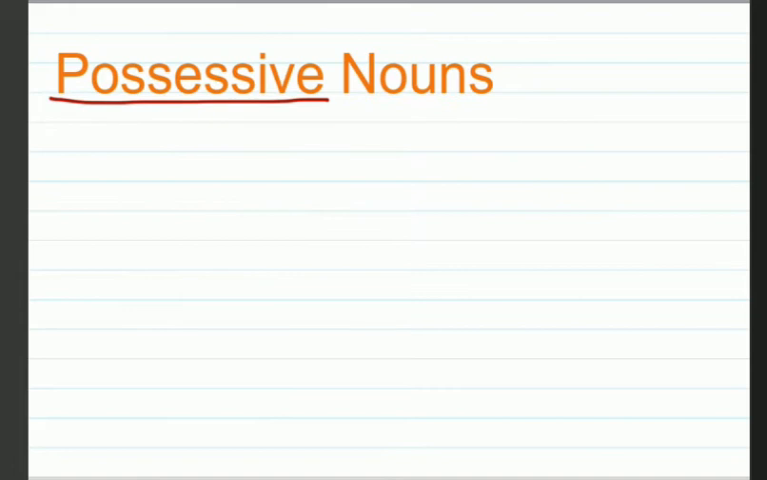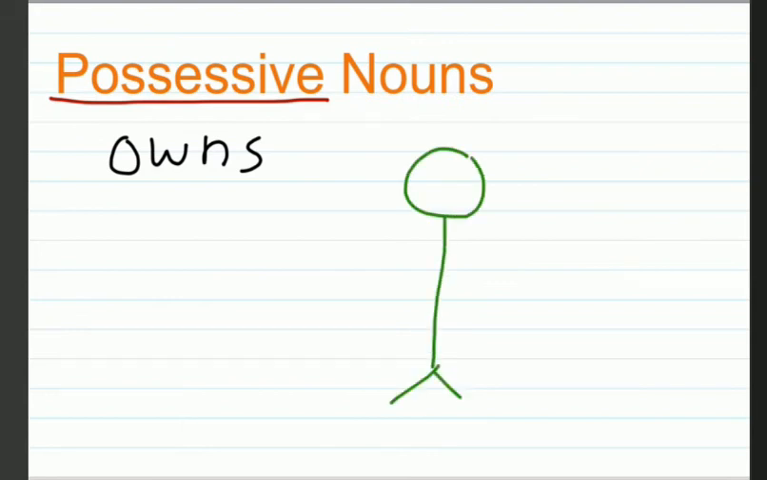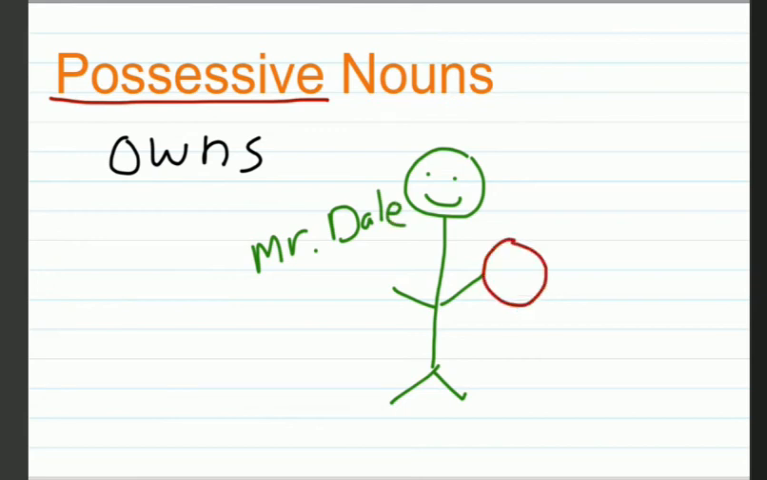Well, a possessive noun shows who owns something. So let's look at a little illustration here to help us understand. I'm going to draw a little picture here of Mr. Dale. There's Mr. Dale. Not a very good picture. Well, Mr. Dale owns a red ball.